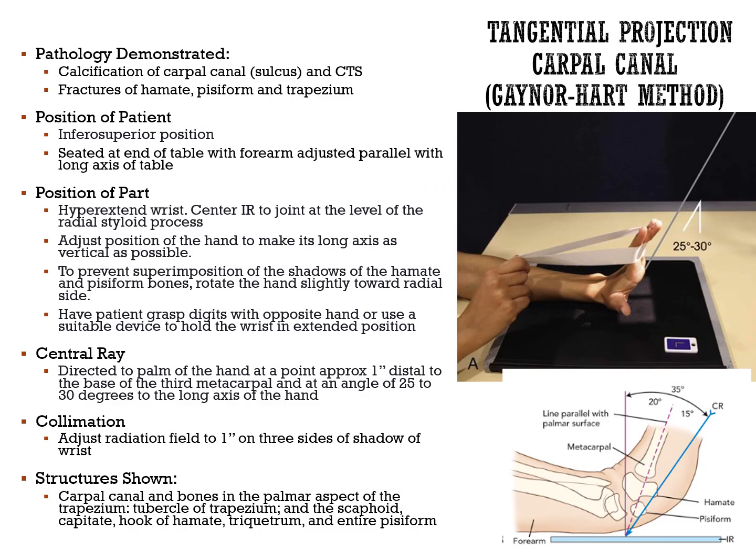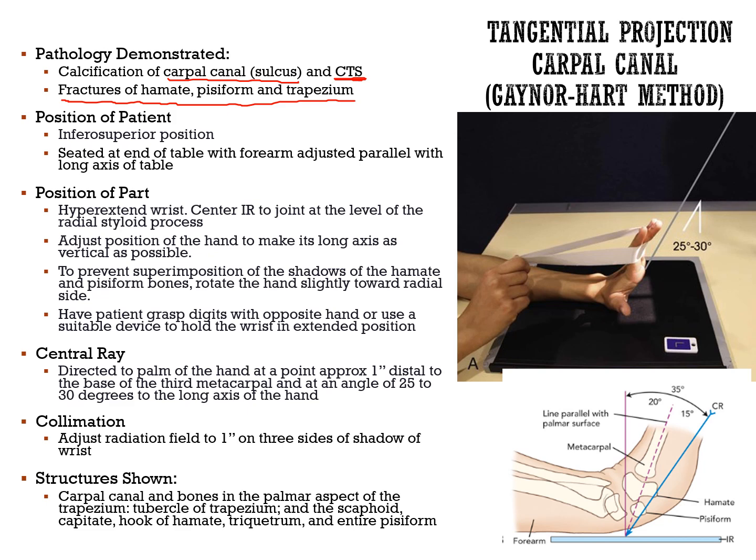The last image of the wrist can be performed two ways. It can be done with an inferior superior or superior inferior. We'll take a look at this one first. This one's called the Gaynor-Hart method. It's where we're looking at the carpal canal, which is the sulcus, and we're looking for carpal tunnel syndrome as an issue. We could also demonstrate fractures of the hamate, the pisiform, and the trapezium on this image.